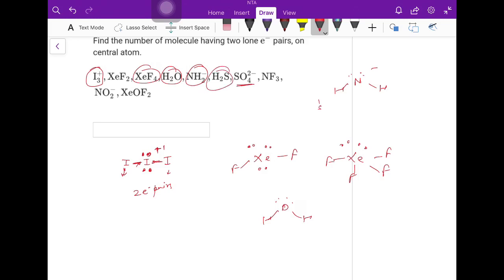SO4 2 minus does not have any lone pair at center, so this will not be the answer. NF3 has a single lone pair. NO2 minus I guess has a single lone pair at the center, so this is not the answer. XeOF2 is similar to XeOF4 if you simply see the structure, so you get this as an answer. So 1, 2, 3, 4, 5, 6 options you get.